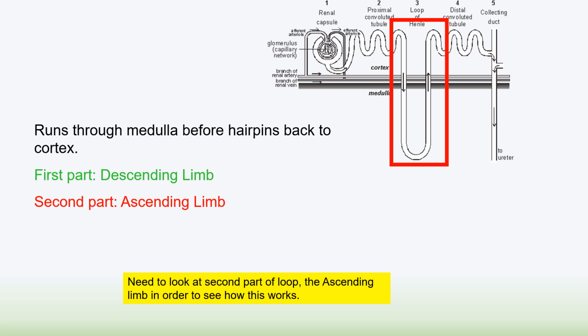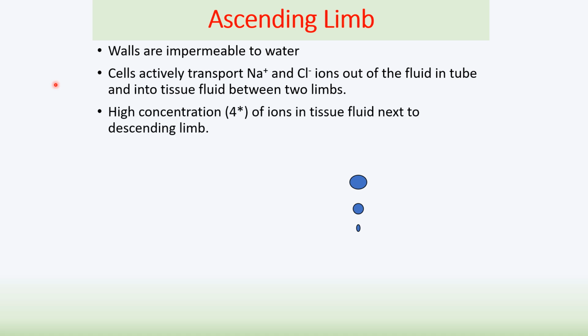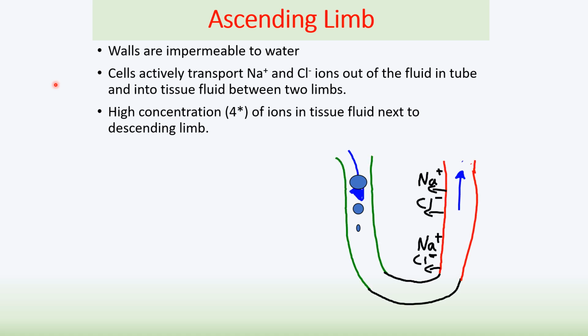But to understand it fully, we need to study the ascending limb first. First of all, you need to know the walls are impermeable to water, but the cells allow diffusion at first and then actively transport sodium and chlorine ions out of the fluid in the tube into the tissue fluid between the limbs. This causes a very high concentration of ions in the tissue fluid next to the descending limb, drawing water out. So what I'm saying here is sodium and chlorine are actively pumped out up here, diffused out down here, so you get very high concentrations of sodium and chlorine in the tissue fluid here.